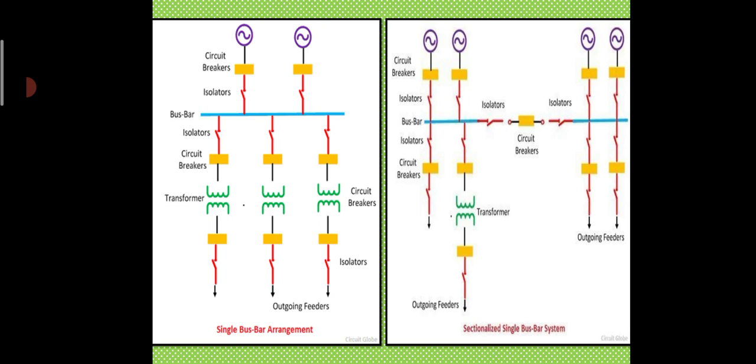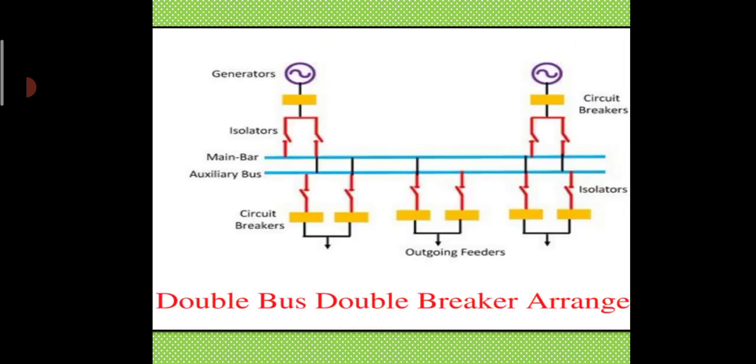Its disadvantages: in the case of a fault on the bus bar, 1/2 of the sections will be switched off. For regular maintenance also, one of the bus bars is required to be de-energized. And for maintaining or repairing a circuit breaker, it is required to be isolated from the bus bar.